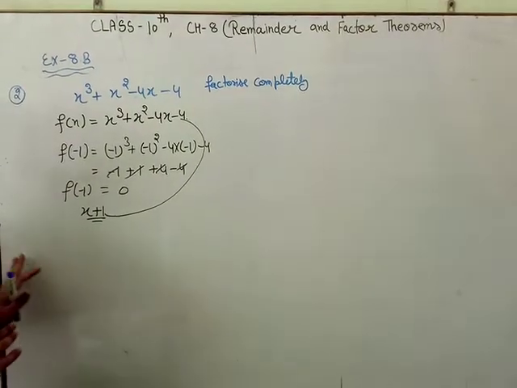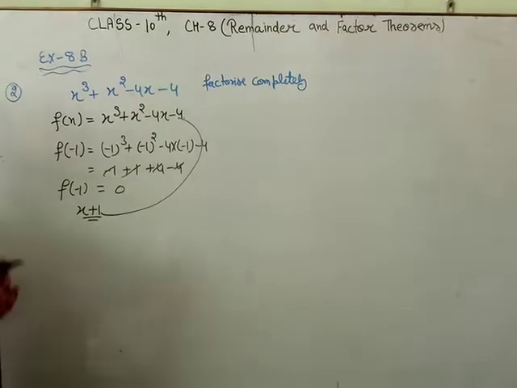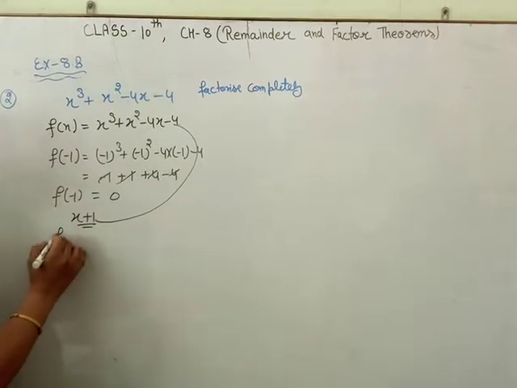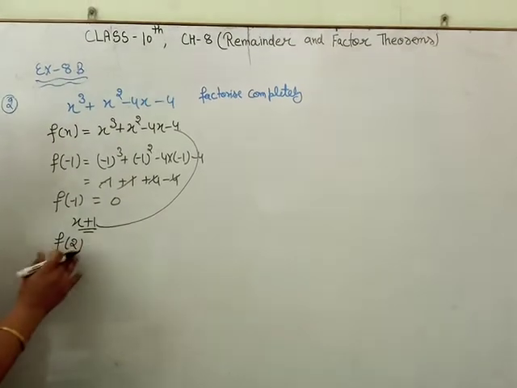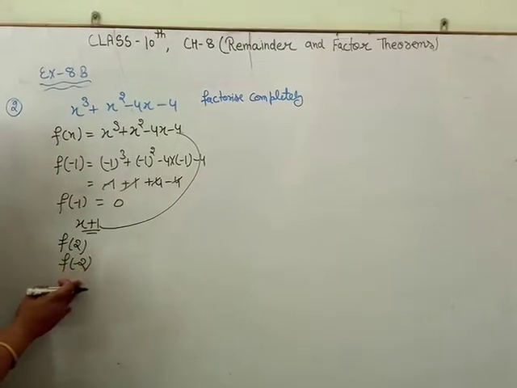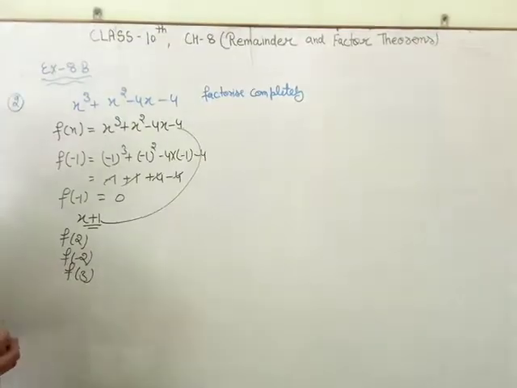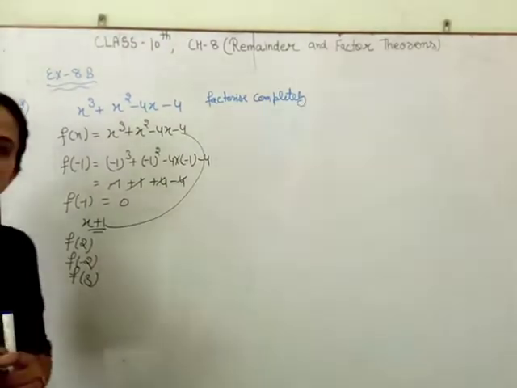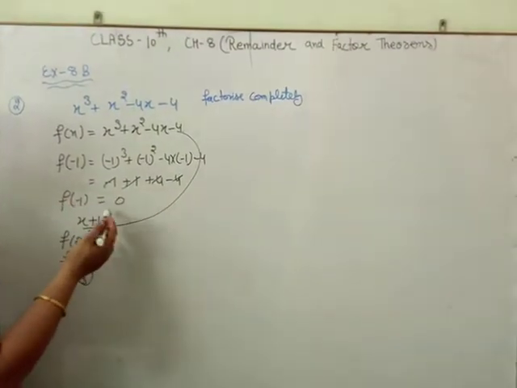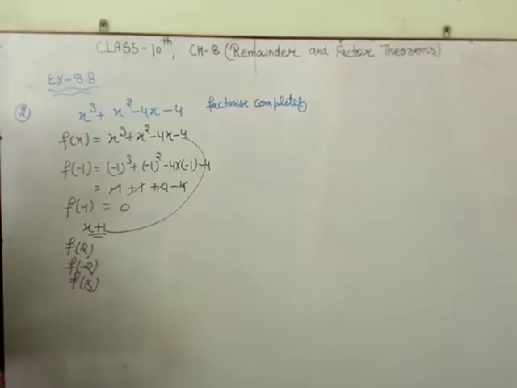So by trial method we find one factor of this expression. Student, if f of minus 1 is also not equal to 0, then you put f of 2. If this is not equal to 0, then you put f of minus 2. If this is not equal to 0, again you try f of 3. This is the trial method. So by trial method we find x plus 1 is a factor of this expression.